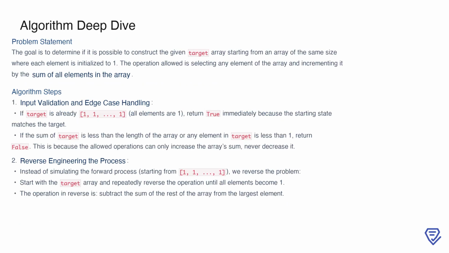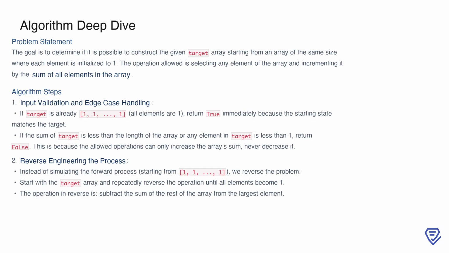The problem requires us to determine if we can construct a given target array starting from an array of ones, where the only operation allowed is incrementing any element by the sum of all elements in the array. To tackle this, we start by validating the input. If the target array is already an array of ones, we can return true immediately since no operations are needed. However, if the total sum of the target array is less than the array's length or if any element in the target is less than 1, it's impossible to construct the array, and we return false.